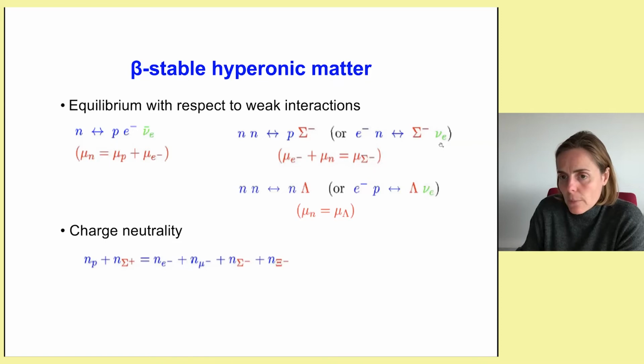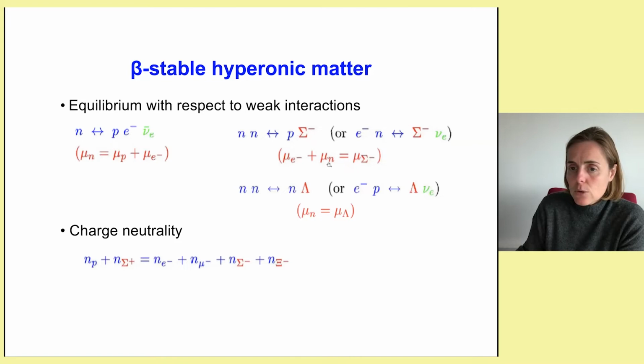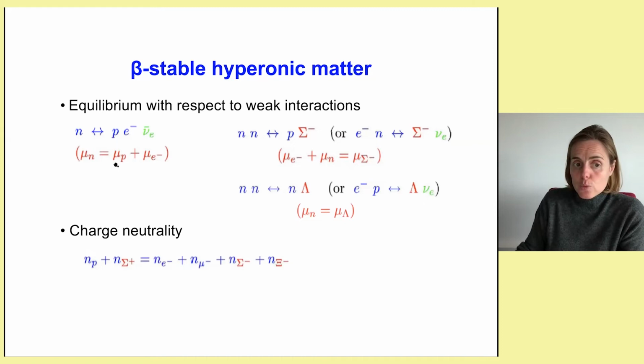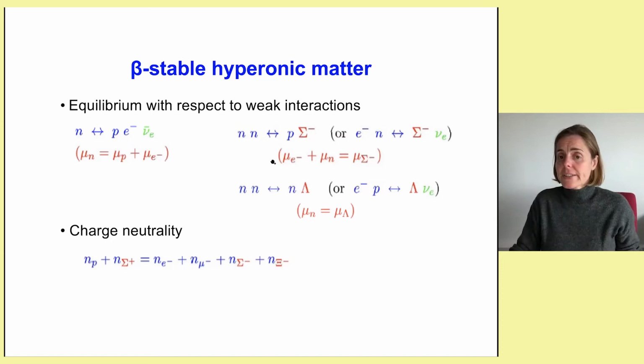So this reaction will be understood in terms of the chemical potentials. The chemical potential of the electron plus the neutron will give you the chemical potential of the sigma minus. The idea is that sigma minus will appear if this relation is fulfilled, like protons will appear if the difference between the chemical potentials of the neutrons and the electrons gives you the chemical potential of the protons. So the idea is, is this possible? This will be, for example, for sigma minuses.